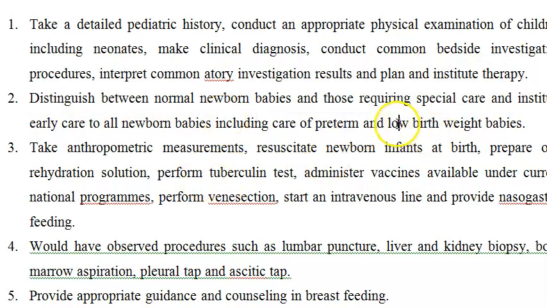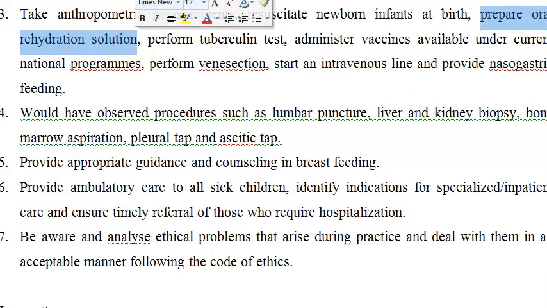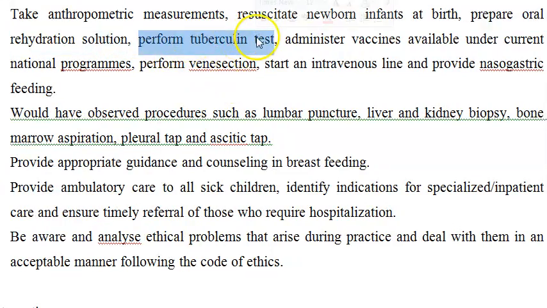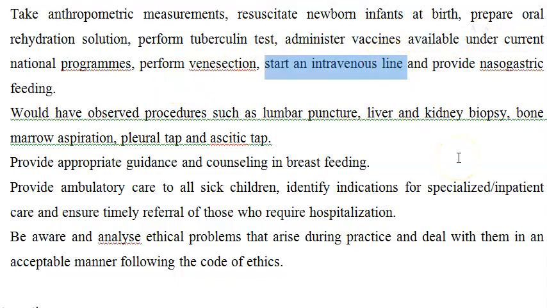Preterm, how to take care. Low birth weight babies, how to take care. How to take anthropometric measurements. What all will be there in anthropometric measurements? Height, weight, then head circumference and all that. Mainly how to prepare ORS, oral rehydration solution. You should be able to perform a tuberculin test, administer vaccines, then start an IV line. That'll be really hard, I think, because the child's hand is so small. And provide nasogastric feeding.